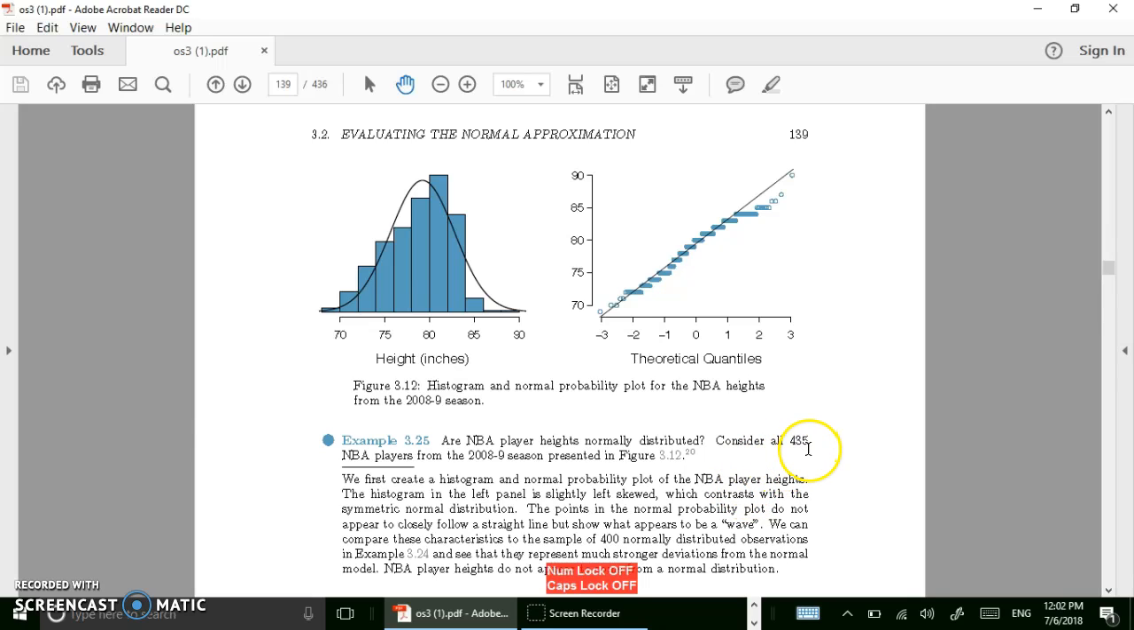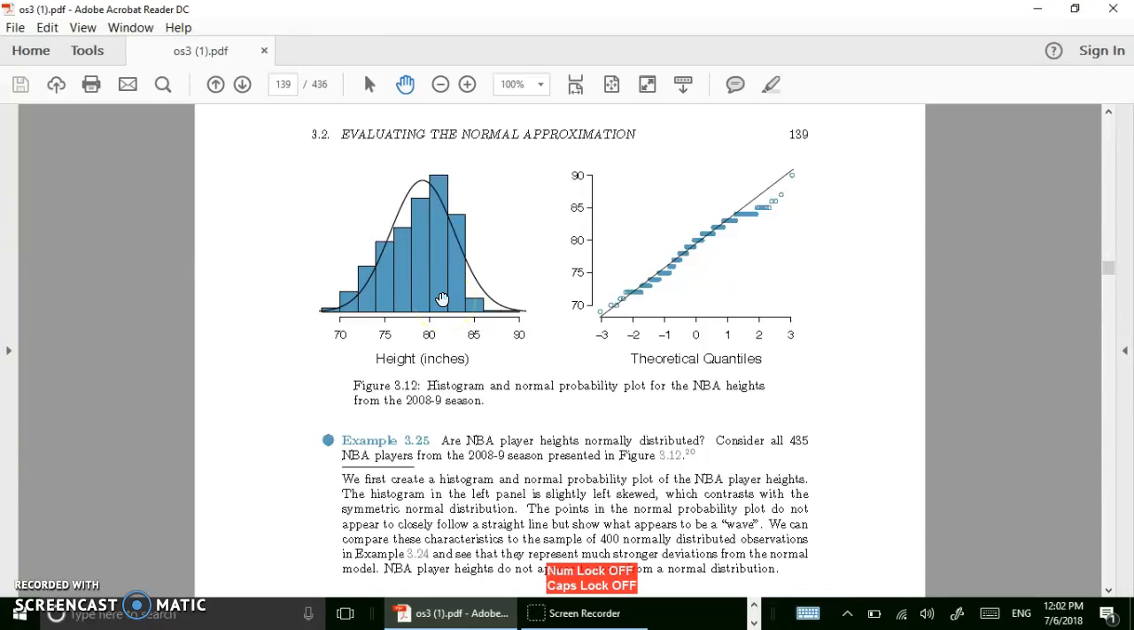The example is 435 NBA basketball players from the 2008-2009 season. Height in inches. So here we have a histogram of all 435 basketball players with their heights. You can see it ranges from about 70 to about 90 inches. And then we have an overlay of a normal curve on top of it. And you can see it's not quite a normal curve.